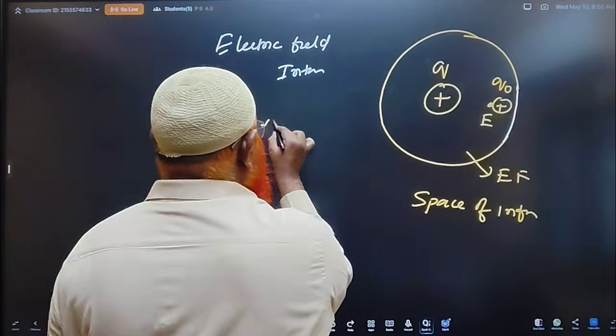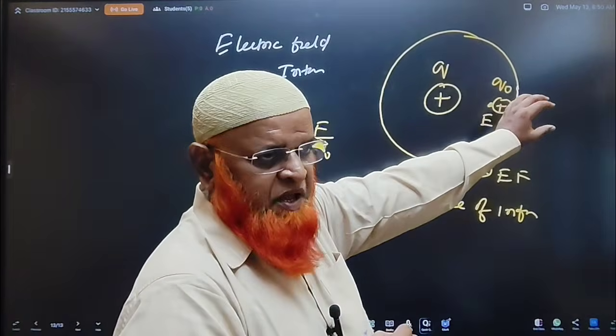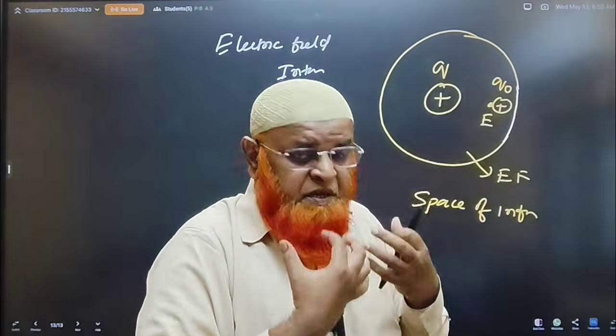So electric field intensity is nothing but force acting on unit charge. If you keep a unit charge at that place, how much force that unit charge will experience, that will be the intensity.